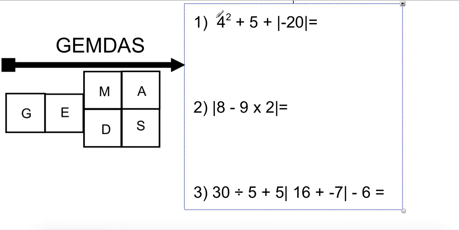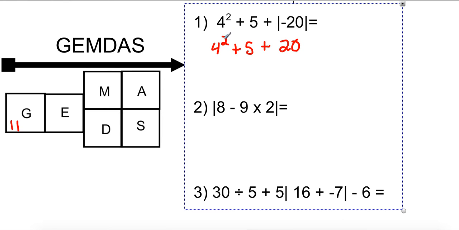Now I'm going to see here that I have 4 squared plus 5 plus the absolute value of negative 20. So if you remember, absolute values are groups, so I'm going to solve this first. The absolute value of negative 20 will be positive 20. And I'm going to bring everything else down here.